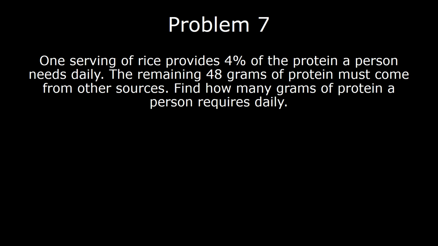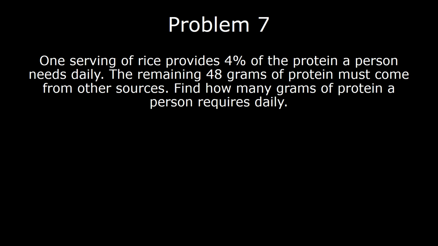Transposing 100 from being in the denominator on the LHS to going into the numerator on the RHS, we have got 96 into total protein requirement equals 48 into 100. We can also transpose 96 from the numerator in the LHS to the denominator of the RHS. Thus, we have total protein requirement equals 48 into 100 upon 96. We can calculate this, of course.